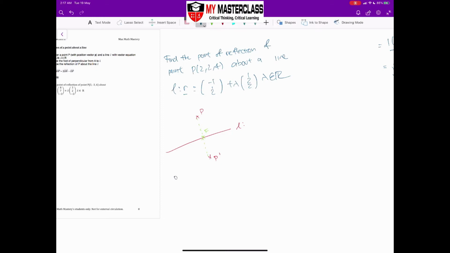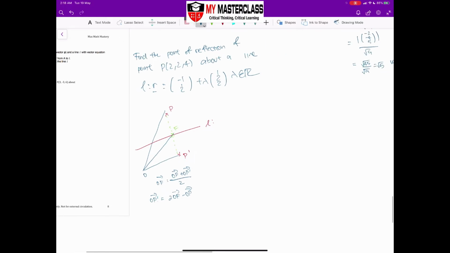By using my ratio theorem, I can see that OF will be equal to OP plus OP prime, divided by 2. By manipulating, the OP prime I want to find is equal to 2 OF minus OP. And OF is the foot of perpendicular, which I can find given the point and line. Then using the ratio theorem, I should be able to get the point of reflection. Okay, so I'm going to restart doing this entire question again.